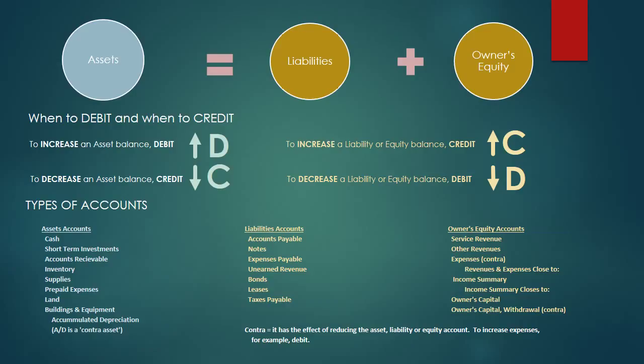Those are credit accounts that we must pay other people, like suppliers. We have notes, which are loans. Expenses payable. Unearned revenue, which is a liability because we've accepted money and we've yet to provide a good or service for that money that we've received. And then on the owner's equity side, you have your revenues, your expenses, and your owner's capital accounts.